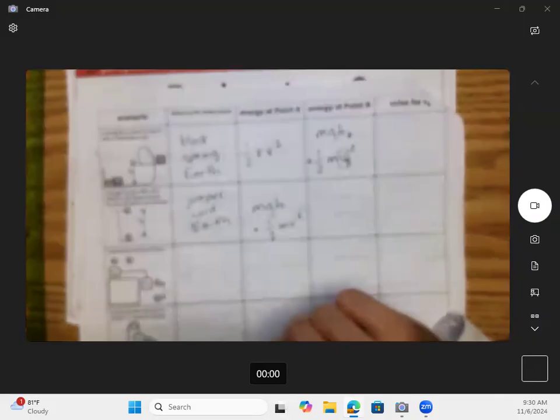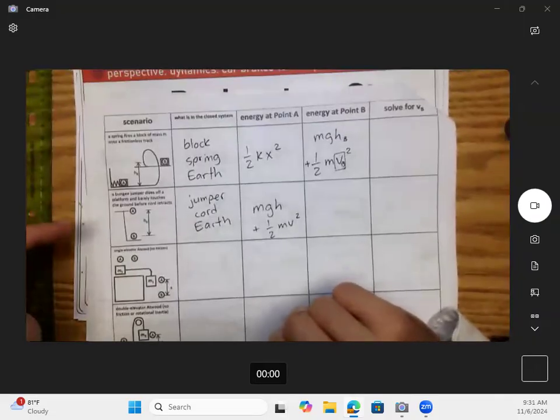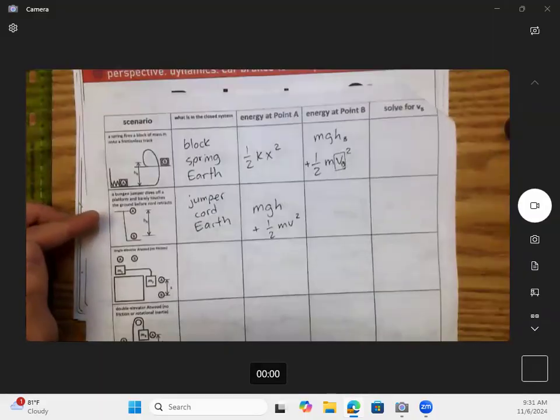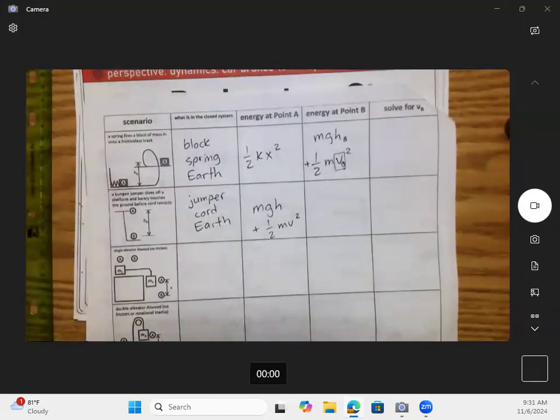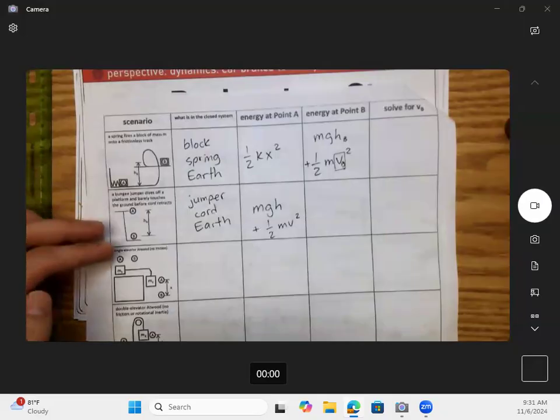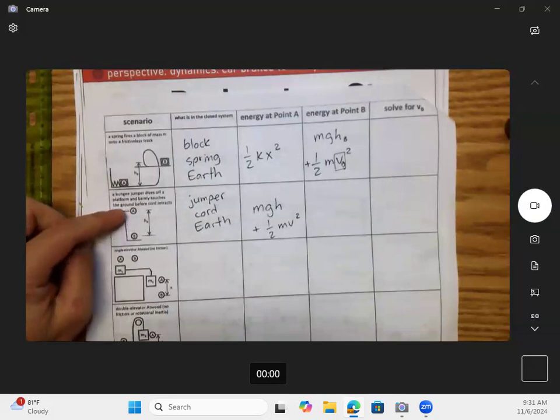So if you do a running jump, it's still a closed system, because we're considering right after he's left the surface. While he's running, there's a force that allows him to speed up, but we're not considering that. We're considering right as he's left the platform. So point A is right after he's left the platform.